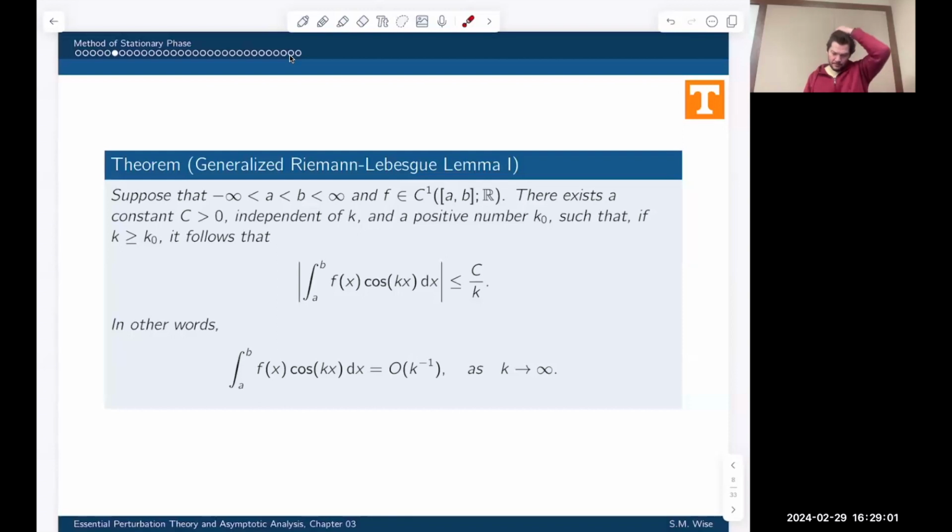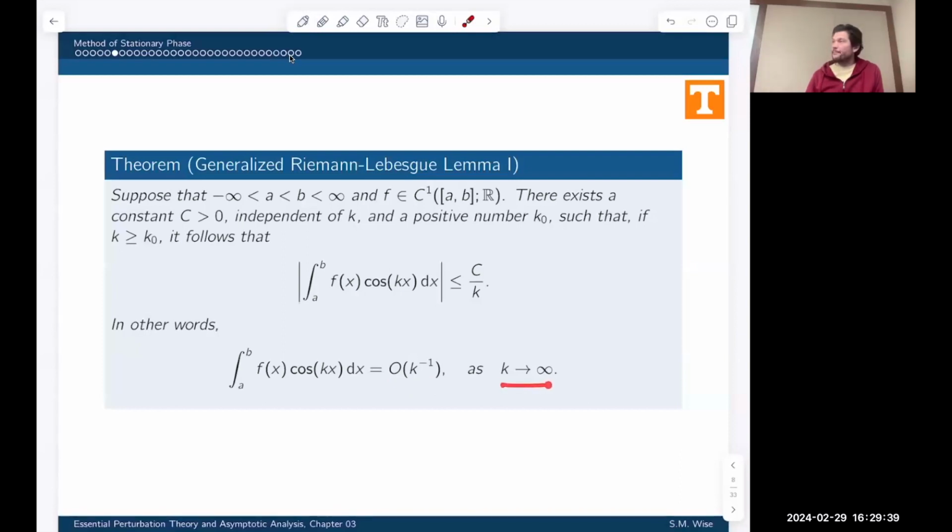All right, so that's called the Riemann-Lebesgue lemma. We can prove a generalization of that as well. In the Riemann-Lebesgue lemma, we just assumed that f was a continuous function. What if we assume that f is a C1 function? Well, if f is C1, then we can do integration by parts, and we can show that this integral of f against cosine kx is going to 0 as we wanted it to. In fact, it's going to 0 like order 1/k.